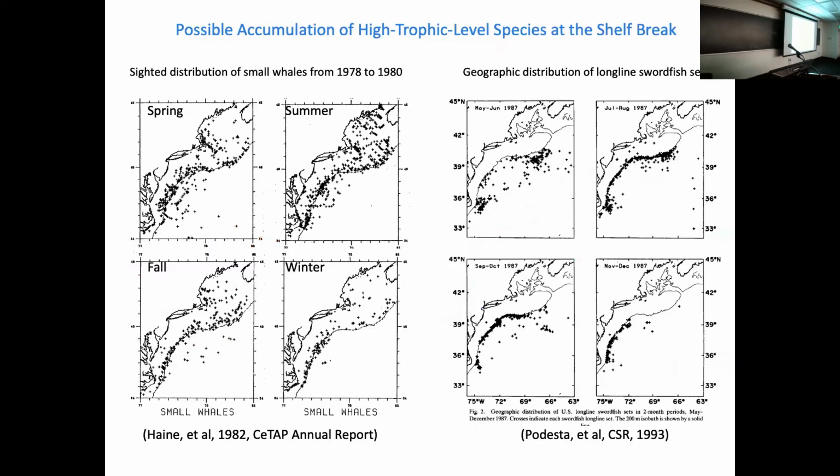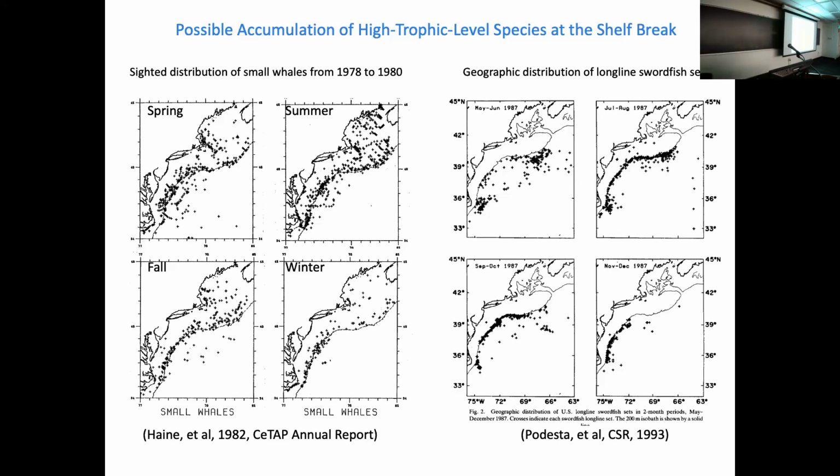And so that's the chlorophyll. That's the lowest level of the trophic level. So let's move up to the higher trophic levels. On the left, I'm showing you the small whales. Back in the 70s, 80s, there was a program. People flew an airplane out and looked for the whales, where the whales were, and every time they saw a whale, they put a dot on the map. So this is over like a 2-year survey. They saw a lot of small whales right along the shelf break. So they like to gather there for some reason.